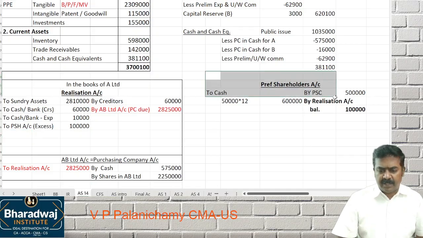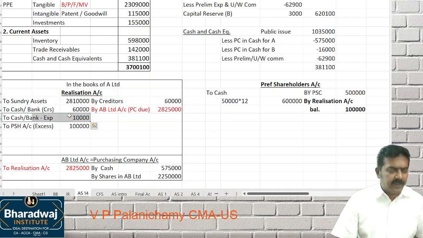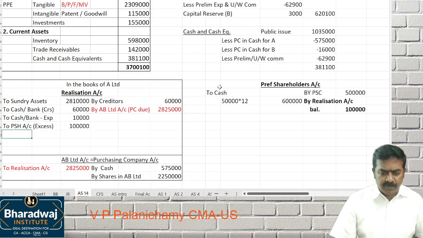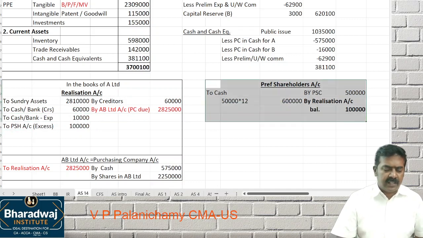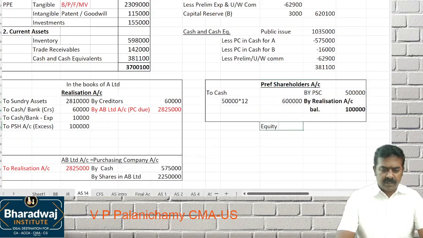Now we settled everybody. We transferred assets, we transferred liabilities, purchase consideration due was there, and the purchase consideration received was there. We paid creditors because they are not taken over by the purchasing company. We paid for expenses. Then we paid preference shareholders. That excess payment is getting adjusted in the realization account. Who are left out? Equity shareholders are left out.